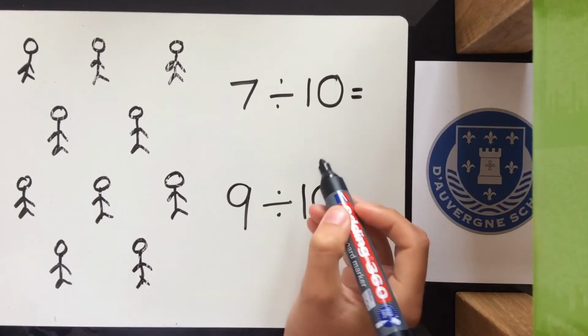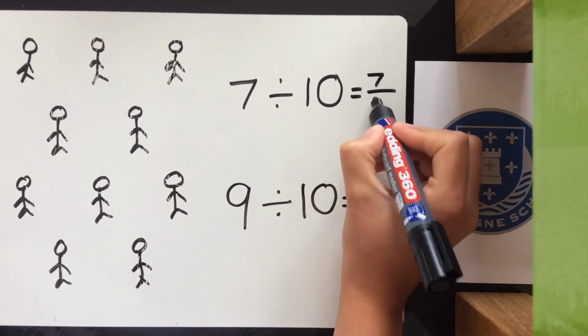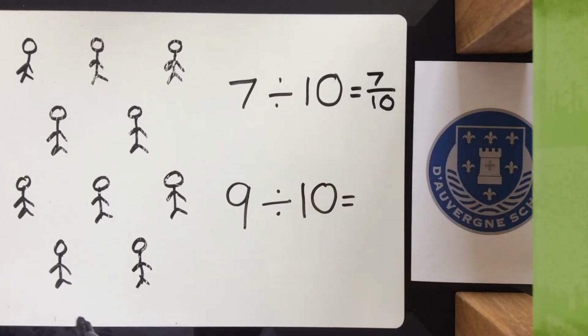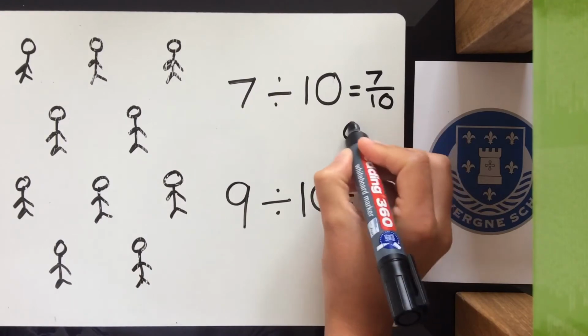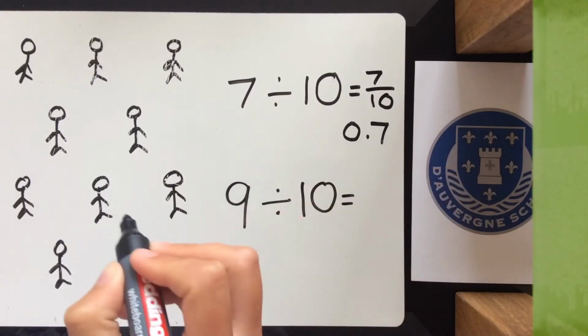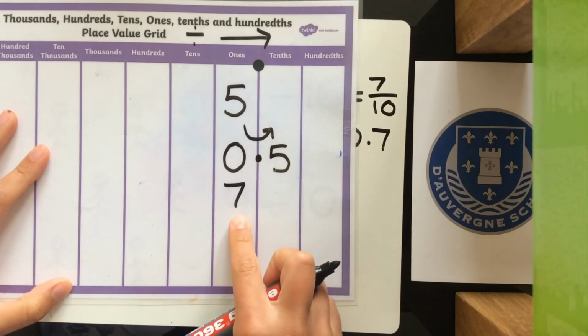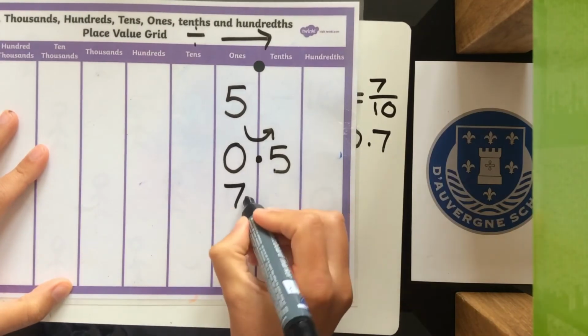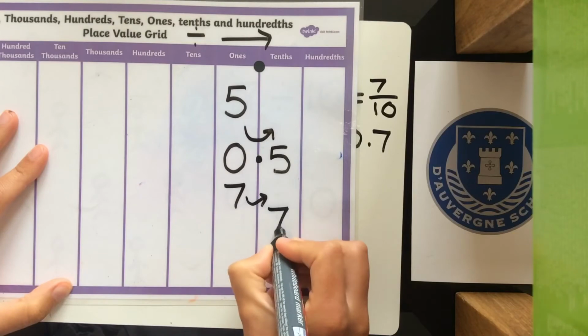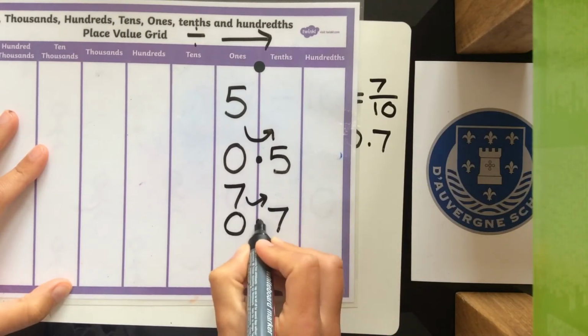So 7 divided by 10 means that they would get 7/10 each, which we write as 0.7. On our place value grid, 7 divided by 10, we move back a space to create 0.7.